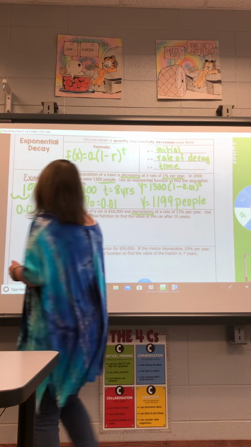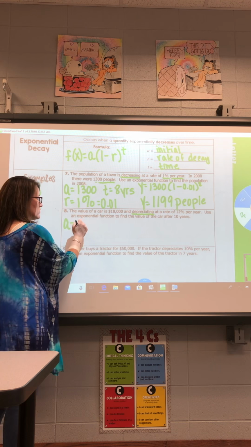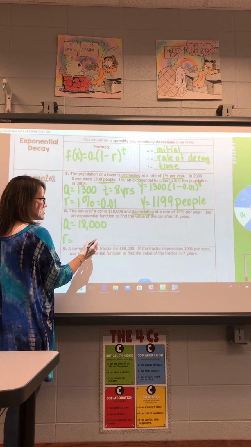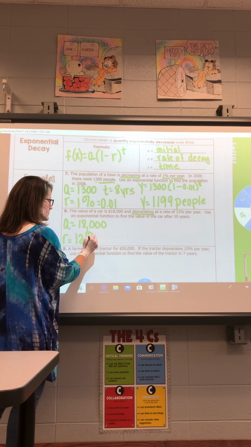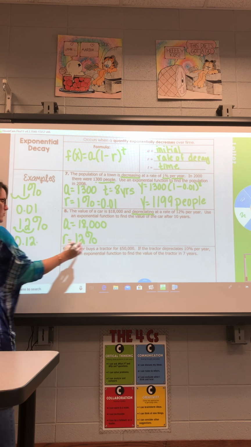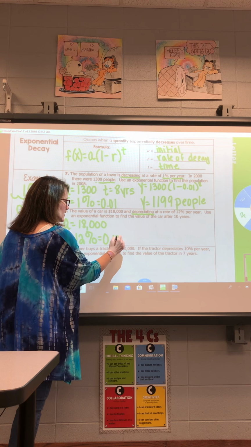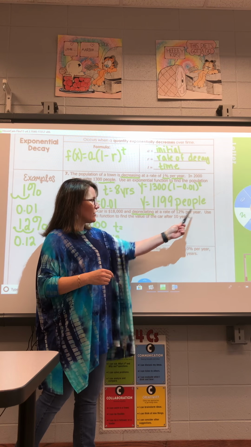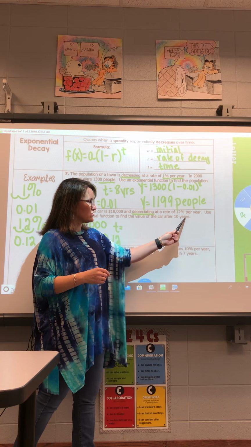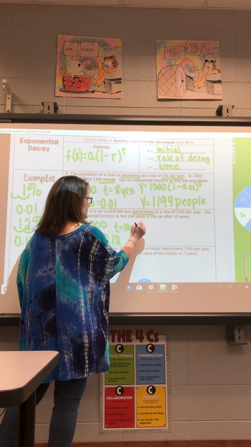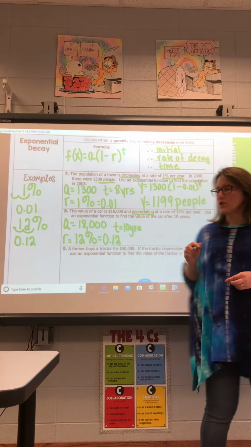So, A, our initial amount is going to be the $18,000. Our rate, which is going to be 12%, let's change that into a decimal by moving it 2 places to the left. And we'll get 12/100ths. And our time, notice that we're 12% per year, and our time is in 10 years. So since they're both in terms of years, we're in good shape. So 10 years. All right, so let's plug this in.